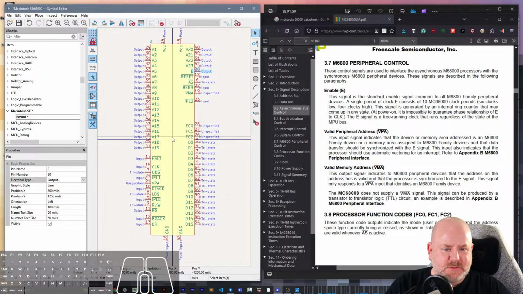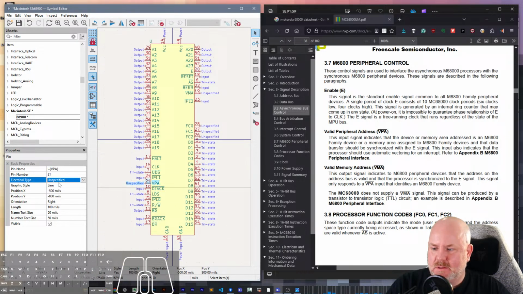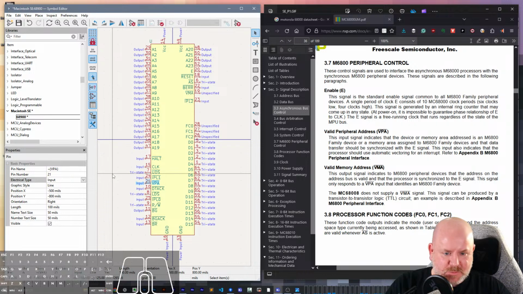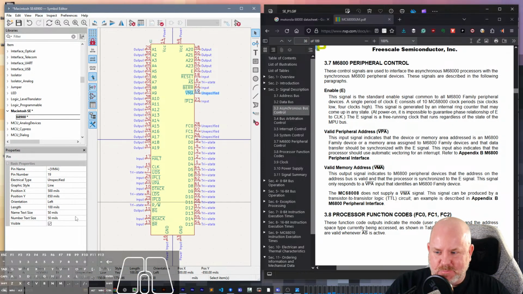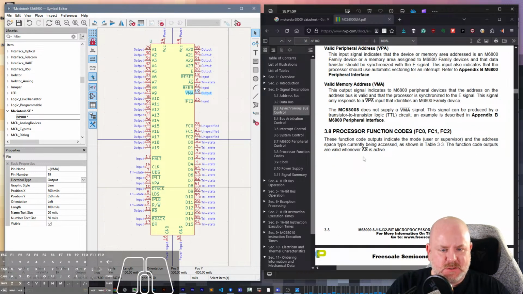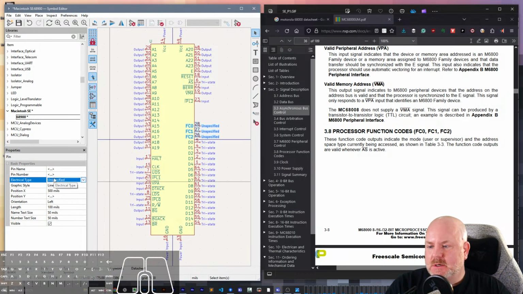Valid peripheral address. Input signal indicates something, something. Yeah, that's too many things. I'm not going to read it all. The VMA, valid memory address, is not the Video Music Awards. I'm going to guess those aren't a thing anymore. Processor function codes. These function code outputs indicate the mode and the address space currently being accessed. Interesting. All right.